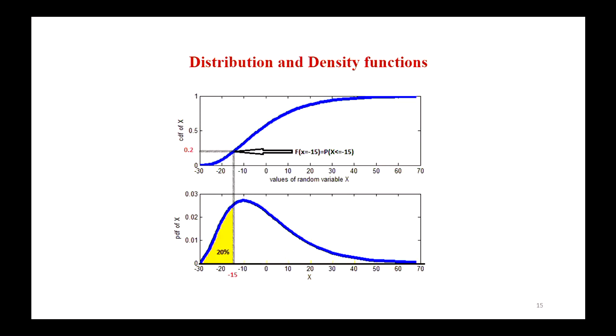Now, if you differentiate your CDF, you get a PDF. And the PDF for this random variable will look like this. At each point, the PDF is telling you the relative mass of probability compared to all the other points.